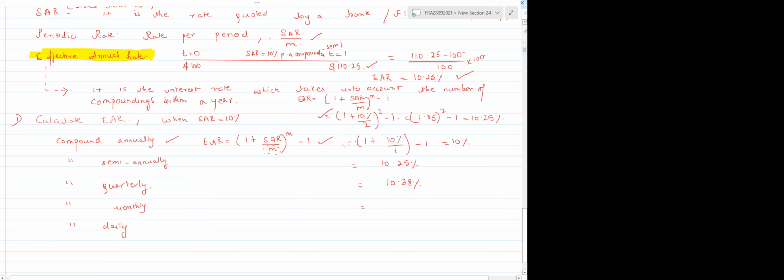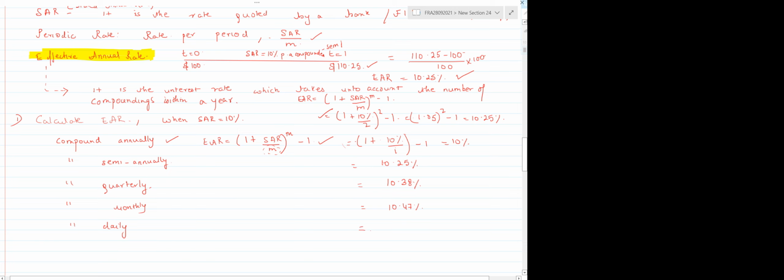And one more thing. In the calculator it is written END and BGN mode. Which mode should we be using? The default would be END mode. That pertains to when we discuss annuity. When we discuss annuity due, we will use the BGN mode. Let us come to that. I'll give you an idea about it.